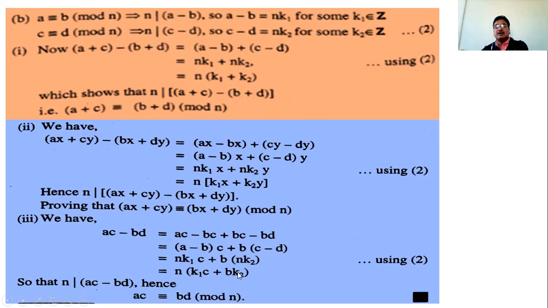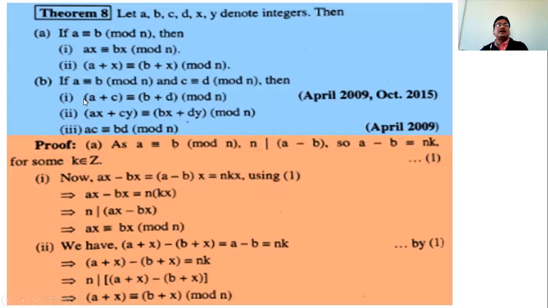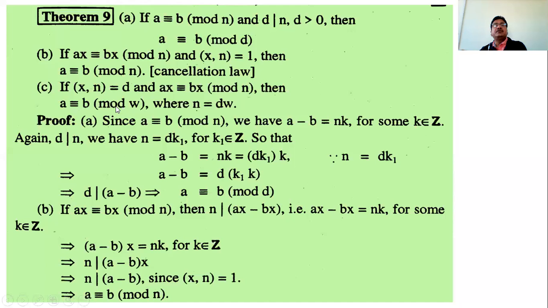Then k1c + bk2. The value of this bracket is an integer, because k1, k2, c, b are all integers, and addition and multiplication of integers is an integer. Therefore, ac − bd is expressed in the form n times some integer, and by using the definition of divisibility, n divides ac − bd, and hence ac is congruent to bd modulo n. So this is the proof of theorem A and theorem B, and theorem B is important as far as the exam is concerned. So we will see the next theorem in the next lecture.